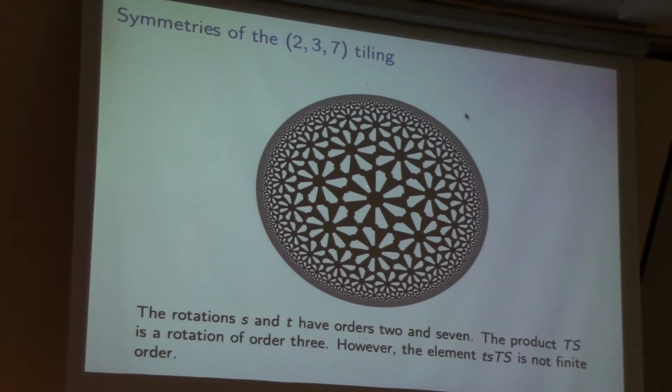You look at a rotation by a seventh around here. I think this is T and this is S right here. Order 2 rotation around here, order 7 rotation around there. And if you actually carry out this element, oh, and you have to do it backwards, okay?